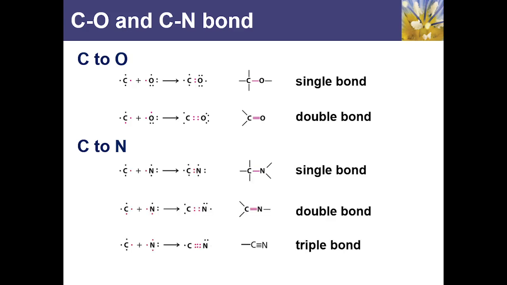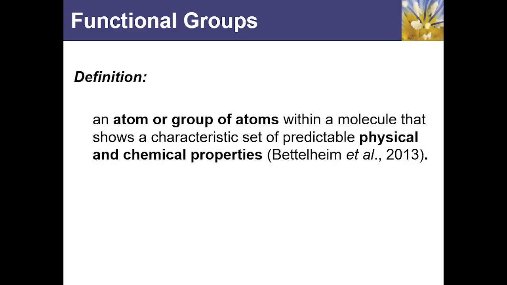Okay? So now let's define functional groups. A functional group is an atom or group of atoms within a molecule that shows a characteristic set of predictable physical and chemical properties. And this is by Bettelheim 2013. So earlier, what I showed you is just a pair. So you have your carbon to a certain element. But we can also team up your atoms. Like for example, carbon and you have your oxygen. And then what if we add another hydrogen? So definitely it will form a group of atoms. So that group of atoms is what we call your functional groups.